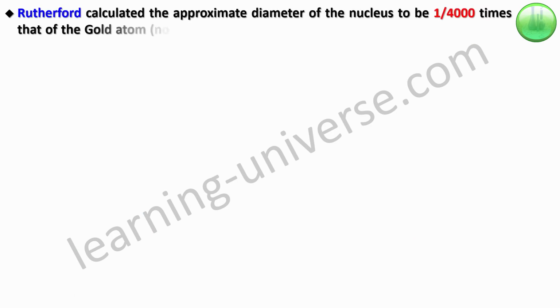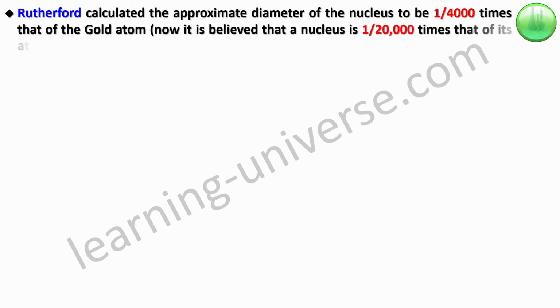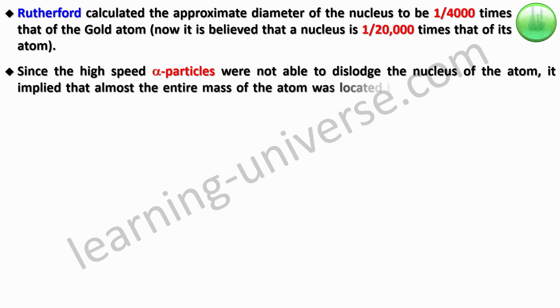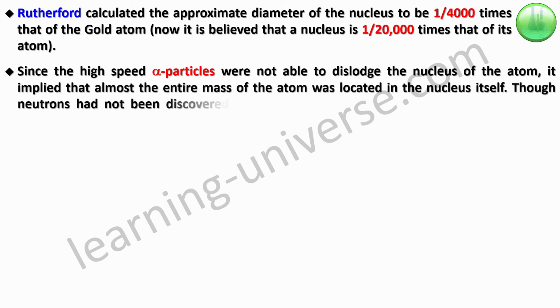Now Rutherford calculated the approximate diameter of the nucleus to be about 1/4,000 times that of the gold atom, which is now believed to be 1/20,000 times that of its atom. To give you a perspective, just imagine that the earth is an atom and a small piece of marble would be the nucleus. That is the size difference between the marble and the earth, 1/20,000 times. Since the high-speed alpha particles were not able to dislodge the nucleus of the atom, it implied that almost the entire mass of the atom was located in the nucleus itself.